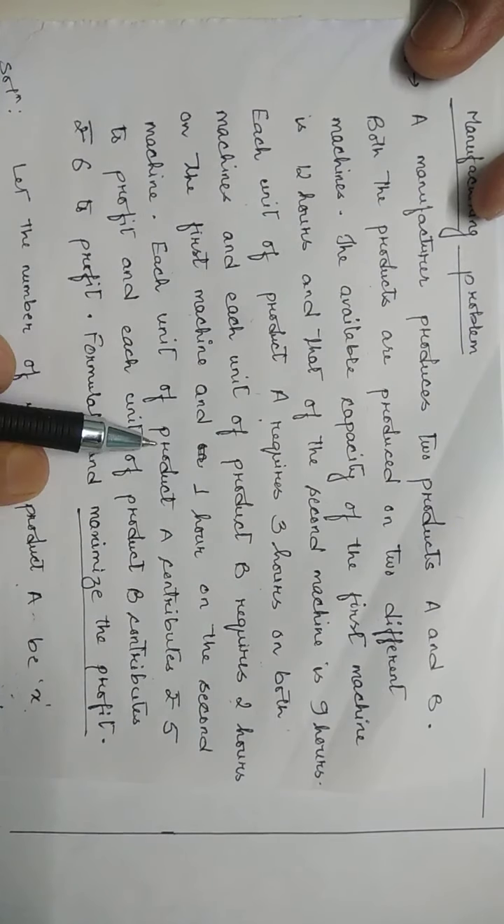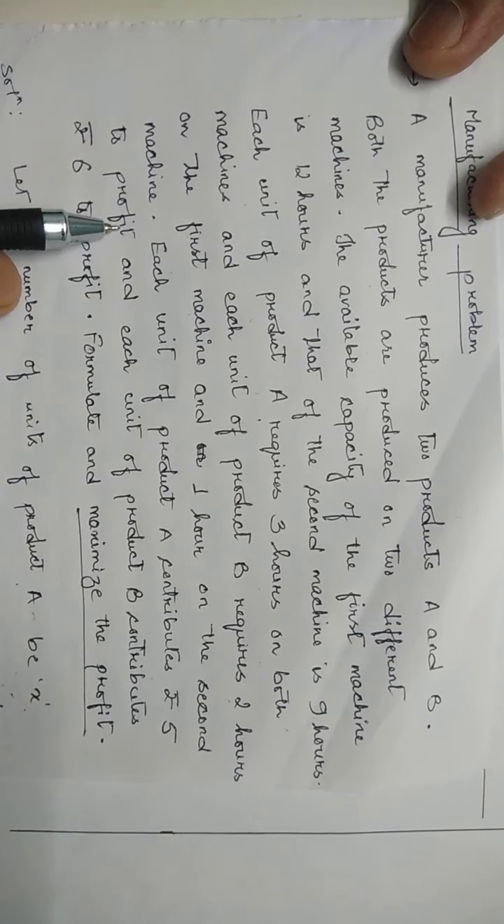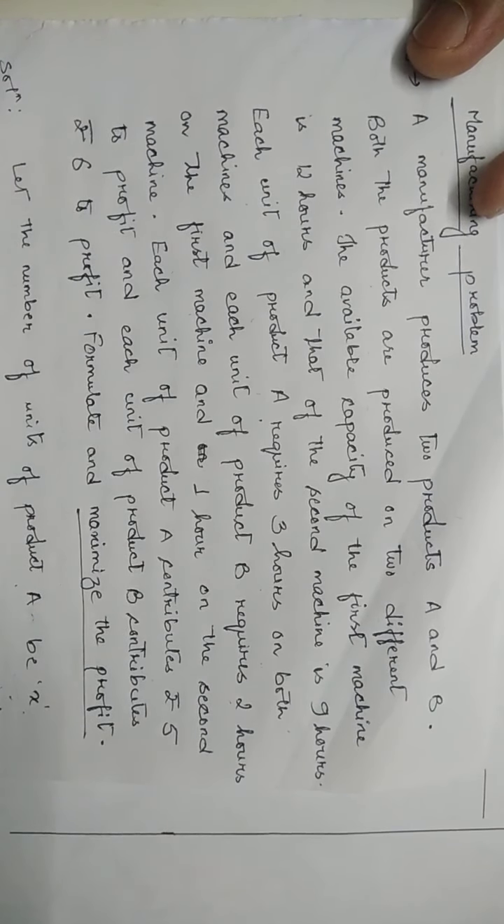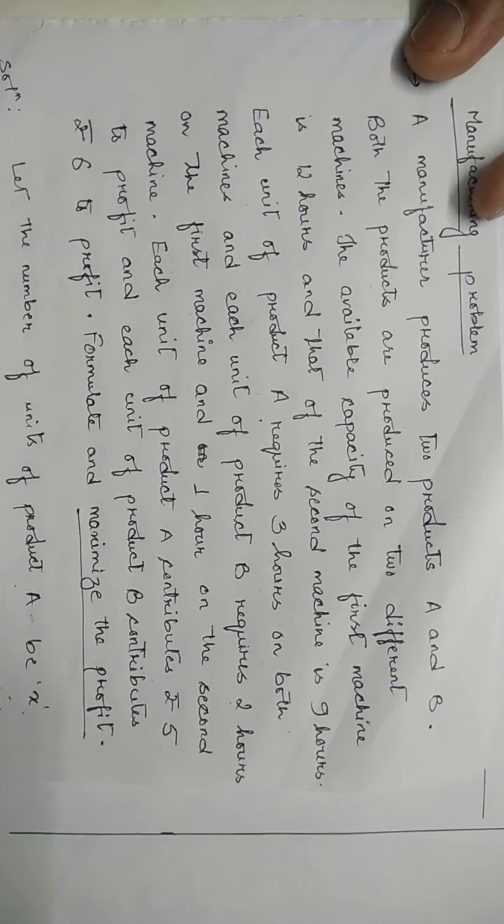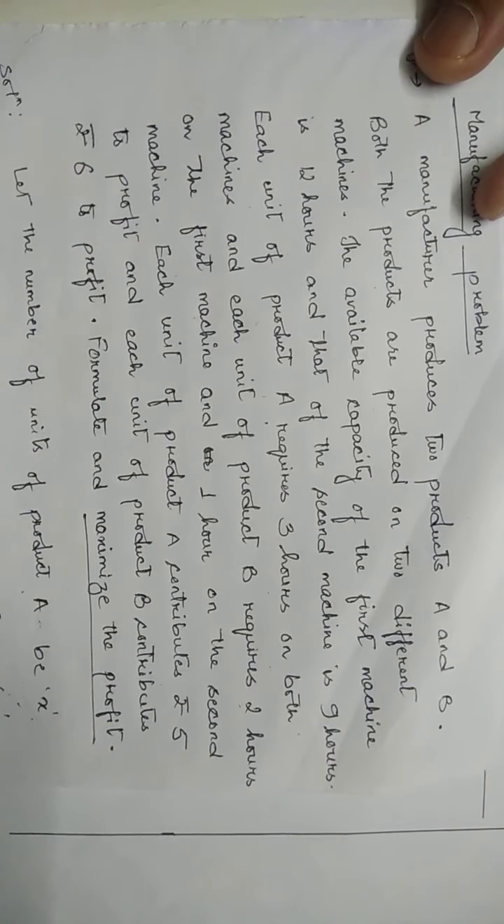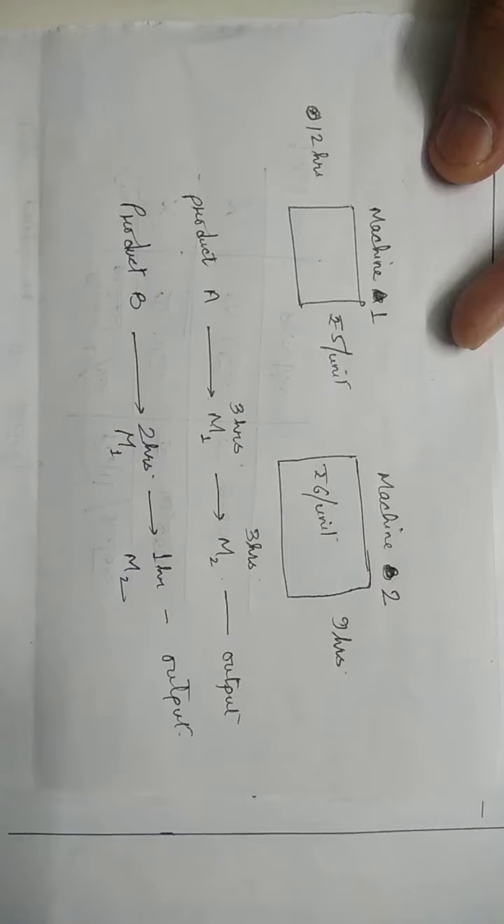Each unit of product A contributes 5 to profit, rupees 5 to profit. That means if I sell 1 unit of product A, I will get 5 rupees profit, and if I sell 1 unit of product B, I will get 6 rupees profit. So formulate and maximize the profit. So we need to maximize the profit. Okay, now we need to first understand and then draw the table for this.